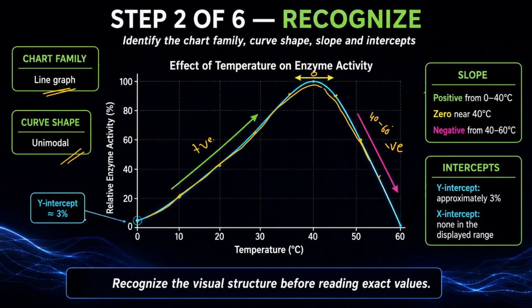Finally, identify the intercepts. The graph has a y-intercept of approximately 3%, meaning enzyme activity is about 3% when the temperature is 0 degrees Celsius. In this graph, there is no x-intercept within the displayed range. Always remember, recognize the graph's overall structure first and only then move on to reading the values.